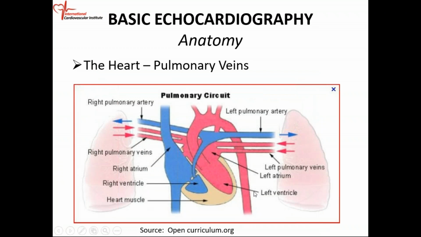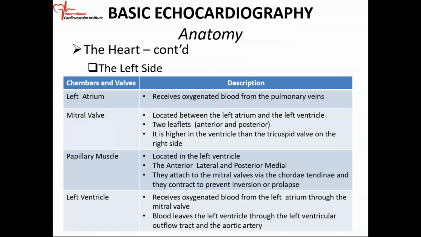Again, just for depiction purposes, this is the left side of the heart and the right side of the heart. Your left atrium is right up here. You can see there are two pulmonary veins on the left and two pulmonary veins on the right. The pulmonary veins are going to drain into the left atrium, rich oxygenated blood coming from the lungs. So on the left side of the heart, the left atrium receives oxygenated blood from the pulmonary veins.